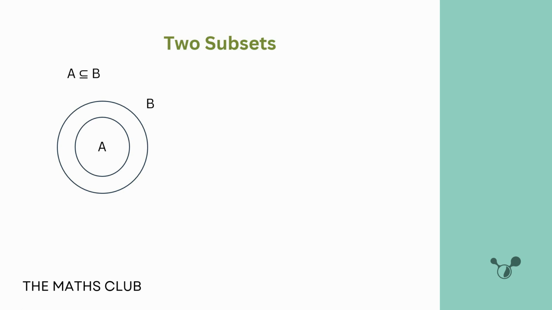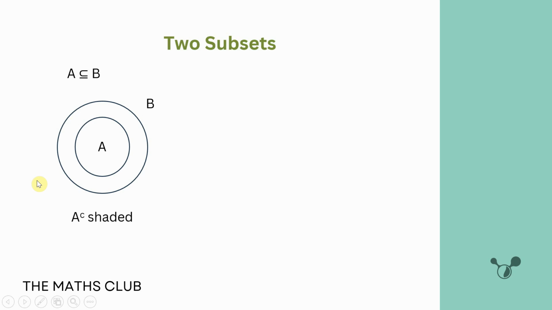If A is a subset of B, the reason you're not seeing the rectangle here is because we're not dealing with universal sets. We're just dealing with a set. If it were a universal set, we would see the rectangle around it. But B is a set, and we're saying A is a subset of B. That means A is contained within this bigger B.